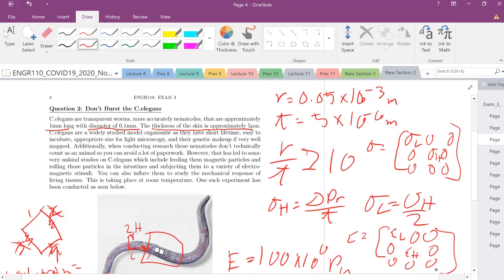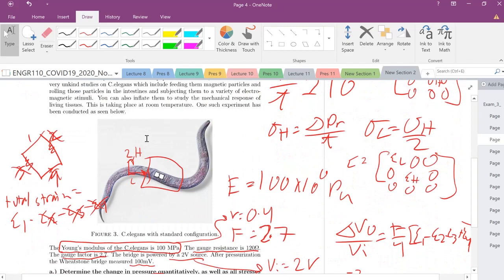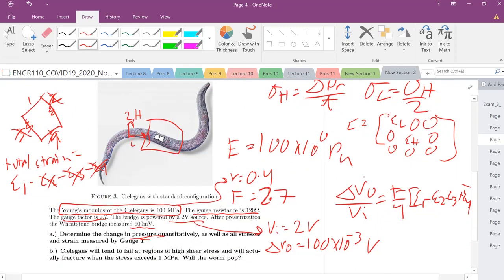And we also have these relationships that epsilon sub L is equal to 1 over E times sigma L minus nu sigma H. And similarly for H, 1 over E times sigma H minus nu sigma L. So we know we have this, this, and this. We're trying to figure out the pressure quantitatively as well as all the stresses and strain measurements. So we need to figure out what are the stresses and strain quantitatively.